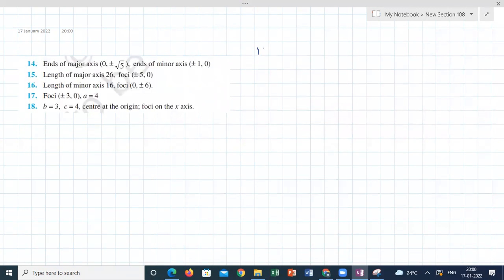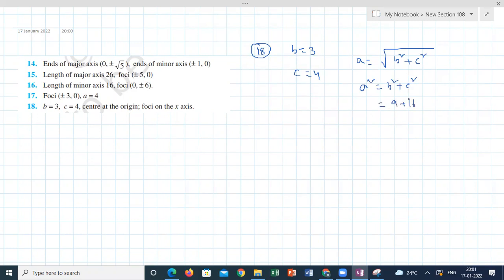Question number 18. b is equal to 3, c is equal to 4. From here, a square is equal to b square plus c square. 9 plus 16, 25. Center is at the origin.